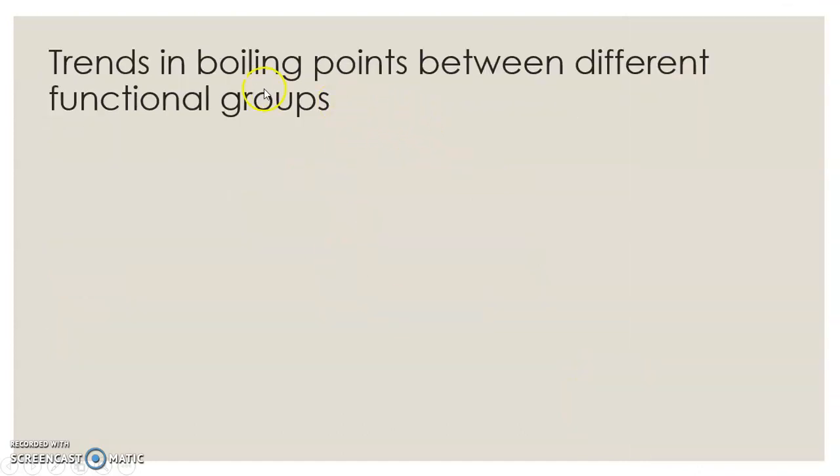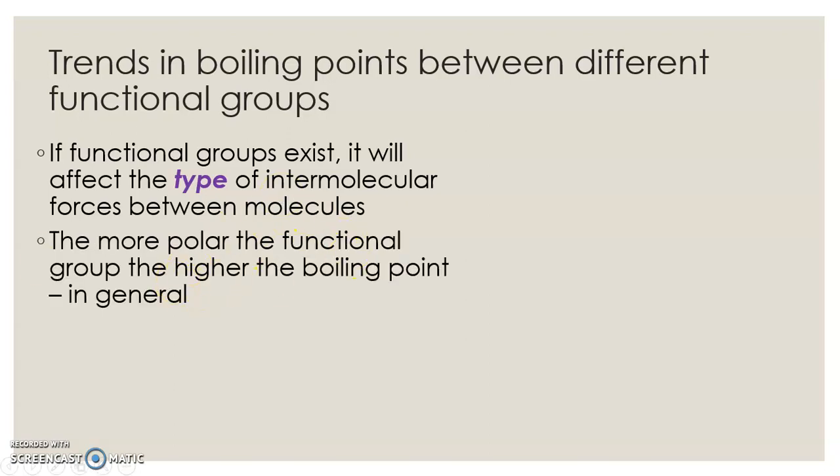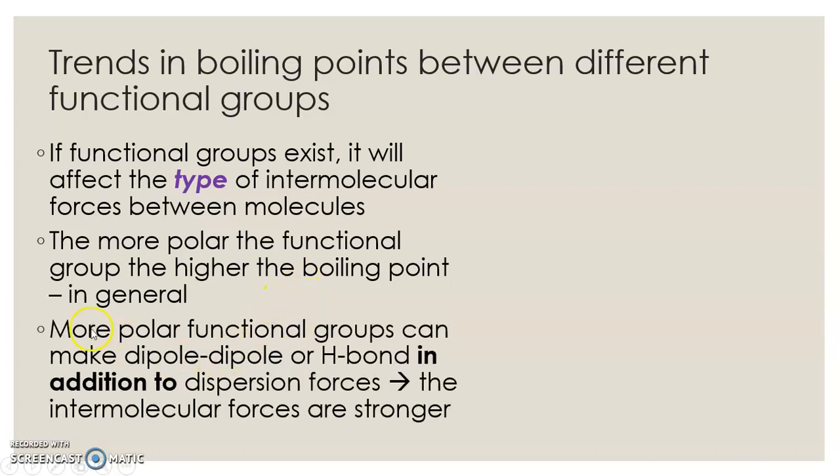So the trends in boiling points between different functional groups will be determined by what functional group there is, because different functional groups will result in different types of intermolecular forces. So this is what we're talking about: not just dispersion forces, but also H bond and dipole-dipole. Okay. So we have to determine case by case. Normally, the more polar the functional group, the higher the boiling point. More polar functional groups can make dipole-dipole or hydrogen bonds in addition to dispersion forces.